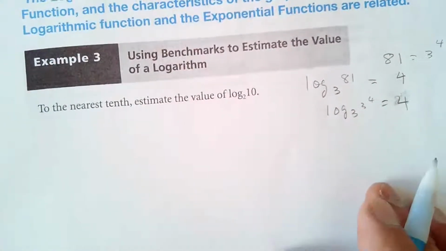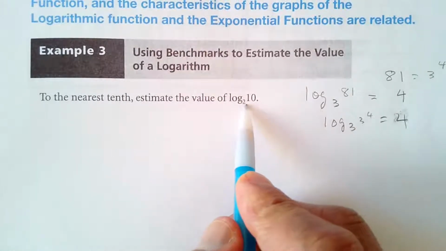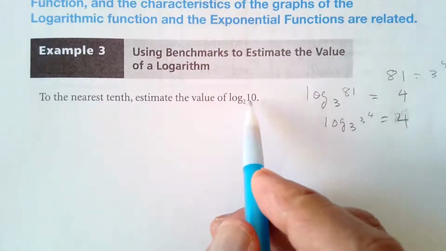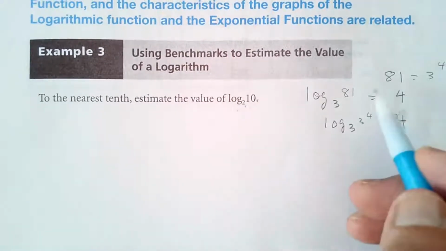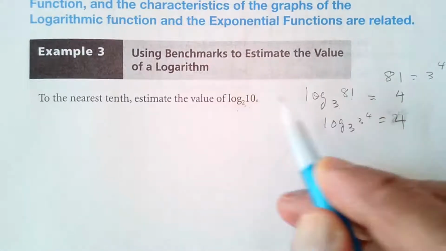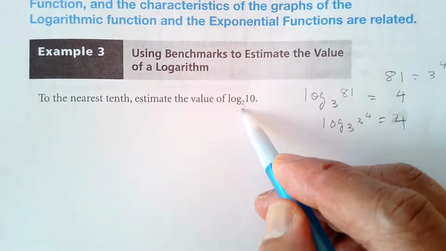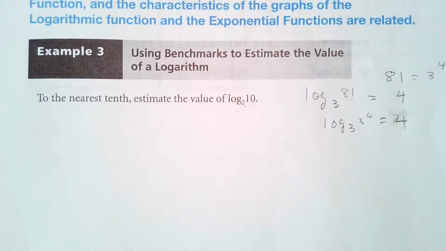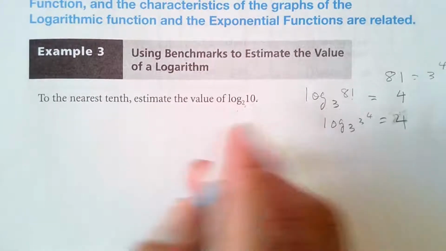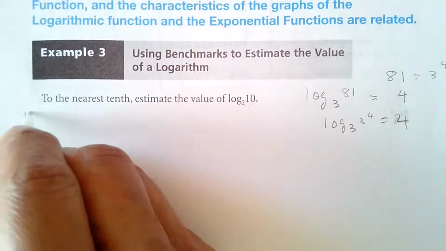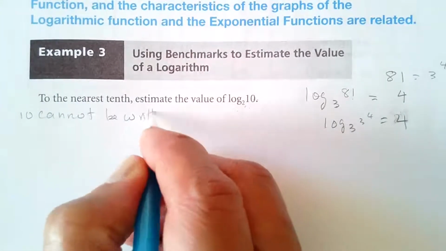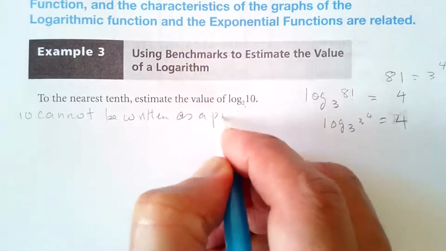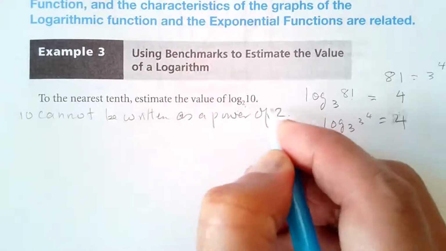But we cannot write 10 as a power of 2, the same way we could write 81 as a power of 3. We cannot write 10 as a power of 2, because it will be an irrational number. So we can see here that 10 cannot be written as a power of 2.